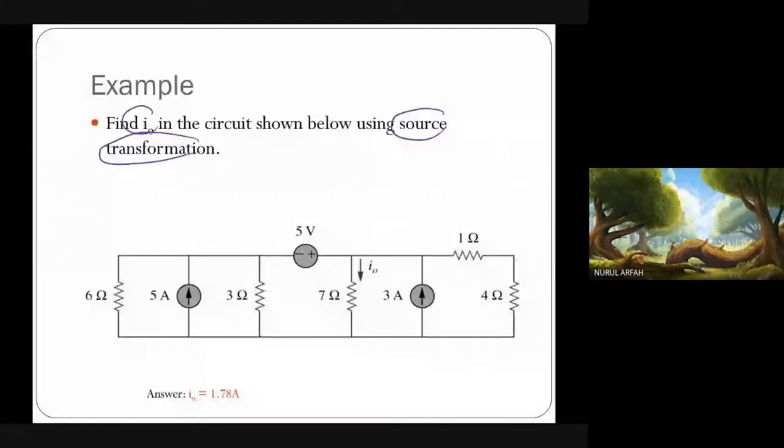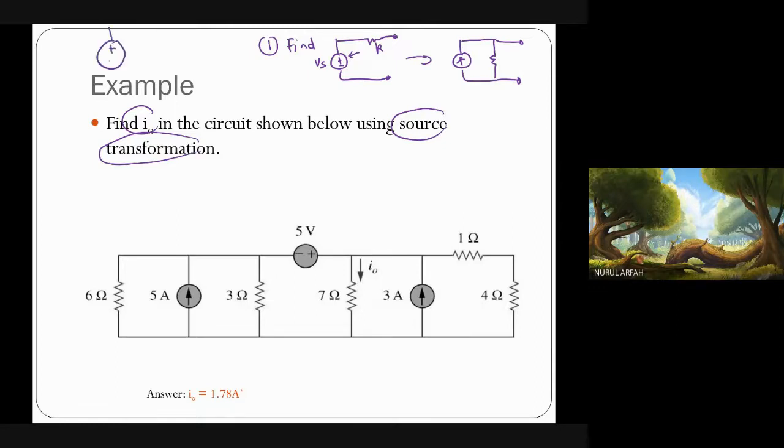The step for this is you look for any voltage source in series with a resistor, and you can transform this into a current source in parallel. By the way, how do you transform? If you look here, we have a polarity, plus minus. If you want to transform to the current, you look at the positive sign, then that is the arrow. So it's going up, right? Because the plus is up, then the arrow is going up.